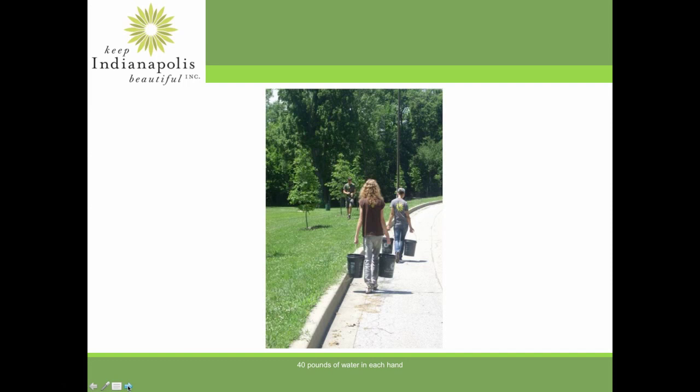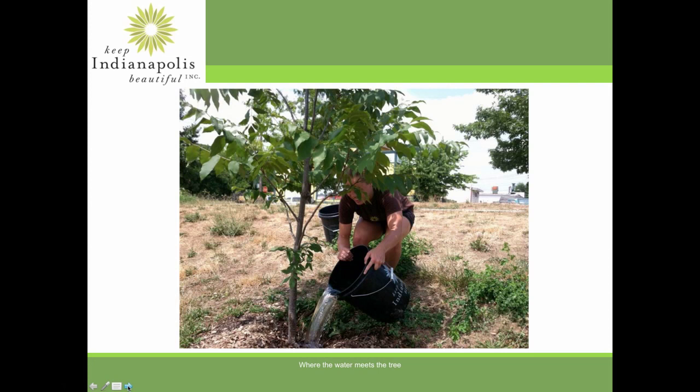So each tree is getting about 10 gallons. We're planting mostly 1-inch caliper trees, and they're getting 10 gallons of water per week unless we've received more than 1 inch of rain. Here you can see the beautiful main order root, the root flare there, and some mulch, and they're pouring on the water. We water these trees for the first 3 years, actually, for establishment.